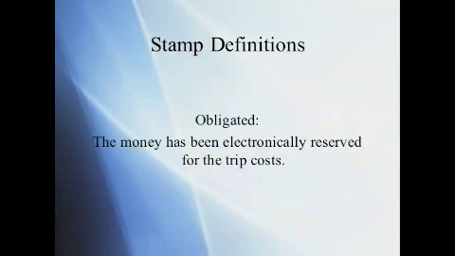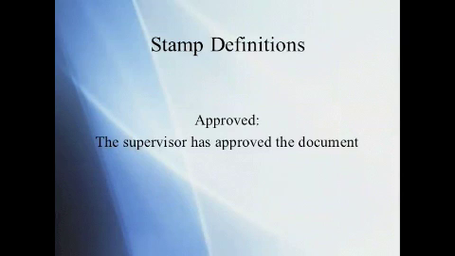Obligated. This means that the money has been electronically reserved for trip costs. This is an internal process that you will not see except for seeing this obligated stamp. What this obligated stamp means is that the money is there in the bank. Approved. The supervisor has approved the document. So you've created the document, you've signed the document, the reviewer has reviewed the document, DTS has checked the bank to make sure that the money is there, and now the supervisor has approved the document.